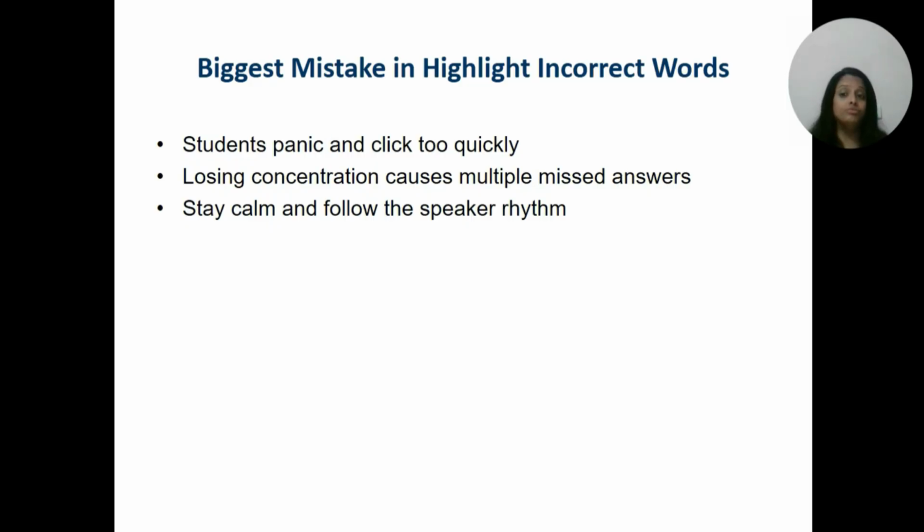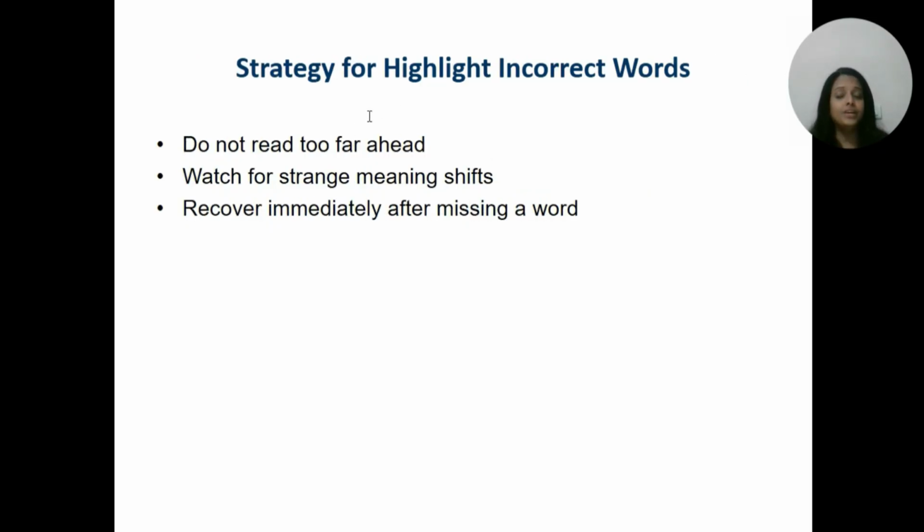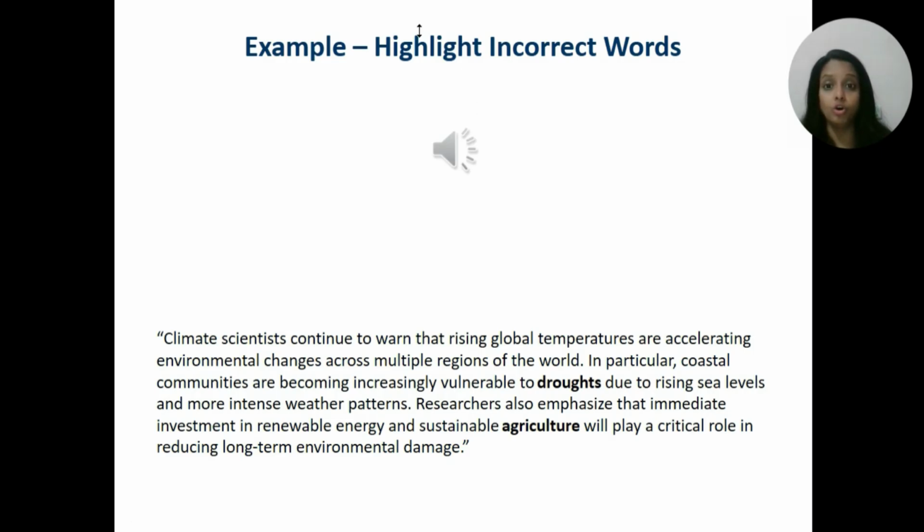And let me provide some important strategies for this task. First one is follow the audio rhythm. So do not read ahead too much, okay? The second one is watch for meaning shift. That means incorrect words usually create a strange meaning, awkward logic, or unnatural context. So your brain often notices meaning errors before exact word differences, okay? And the third one is don't panic after one mistake. You have to recover immediately after missing a word. Got it? Now let me go through the next audio.